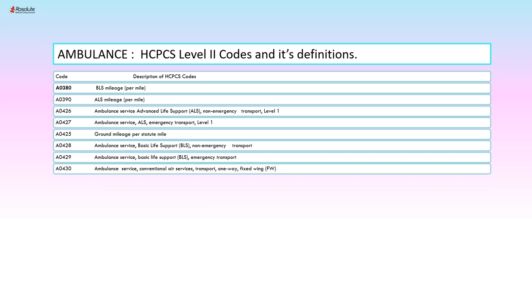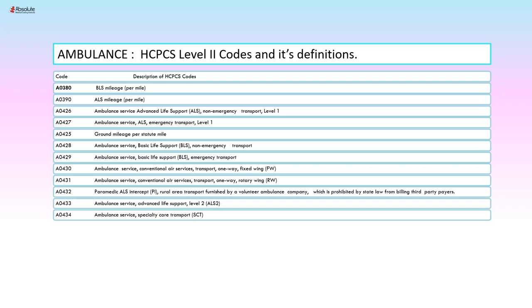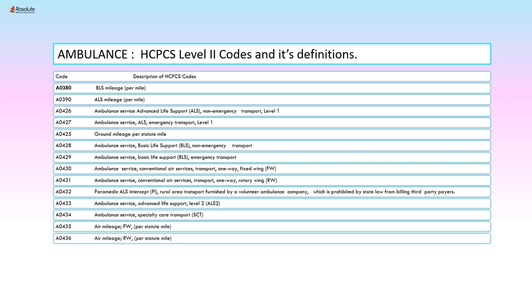A0430 is the ambulance service conventional air services transport one way. This is for the fixed wing. A0431 is the ambulance service conventional air services transport for rotary wing, like helicopter. Then we have A0432 for paramedics ALS intercept. We have A0433 for ambulance service advanced life support level 2. And we have A0434 for ambulance service specialty care transport. And we have A0435 for air mileage per statute mile. And yeah, so those are the most common ones and their definitions.